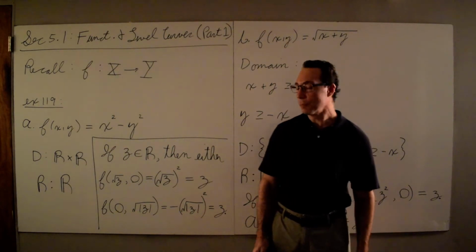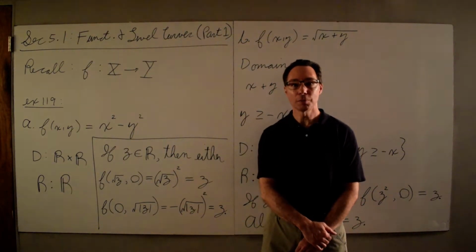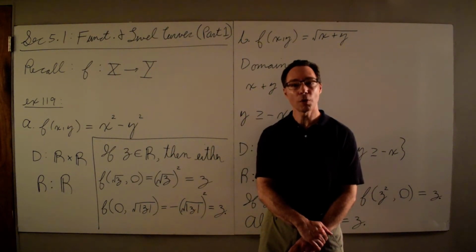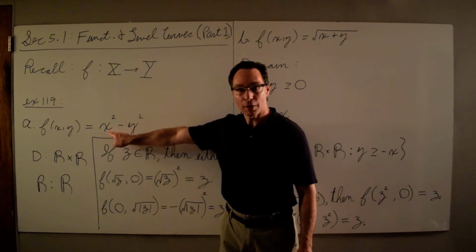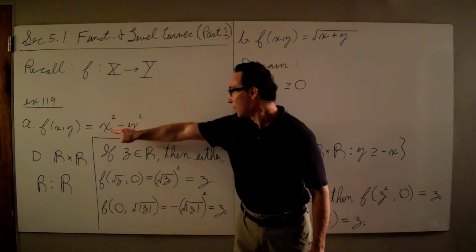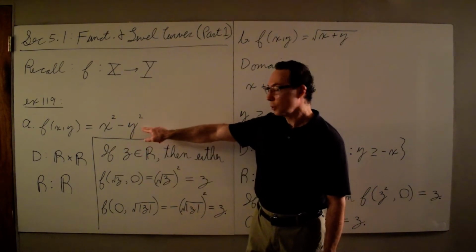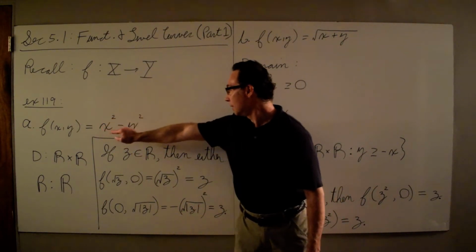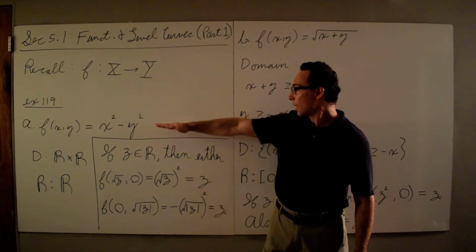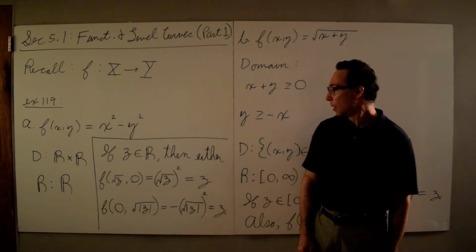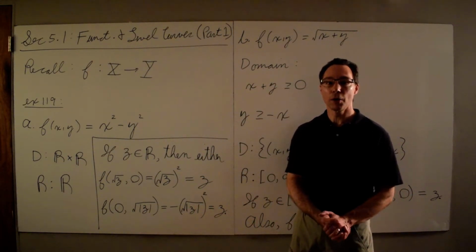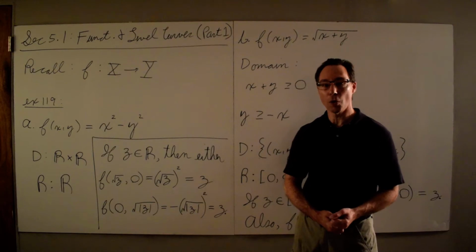Why? Well, as in Calc 1, sometimes it's easier to ask ourselves what's not in the domain. Are there any numbers we can't square? No. We can square any x, we can square any y, we can subtract any two numbers. So that's why the domain is all of R cross R. The range is the entire real line. This is a little bit more difficult to see.